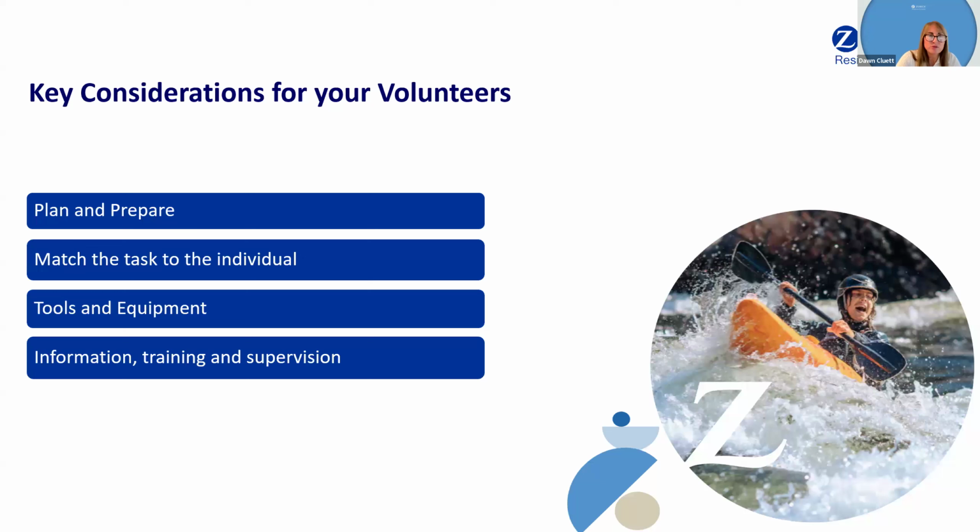Provide information, instruction and training. When conducting a risk assessment, it's vital to plan and prepare thoroughly. Start by defining the task, match it to the right individual, ensure the right tools and equipment are available, provide comprehensive information, instruction and training to everyone involved so they understand the risks and how to manage them effectively. This approach helps minimise hazards and ensures that each person is well equipped to carry out the task safely.